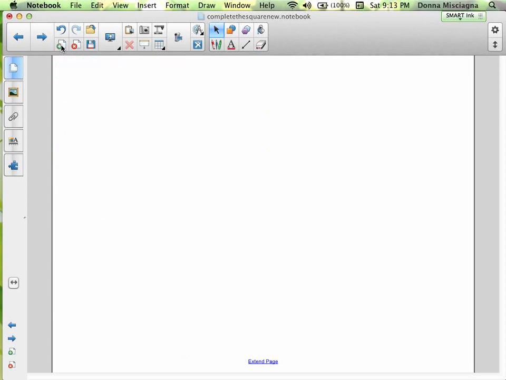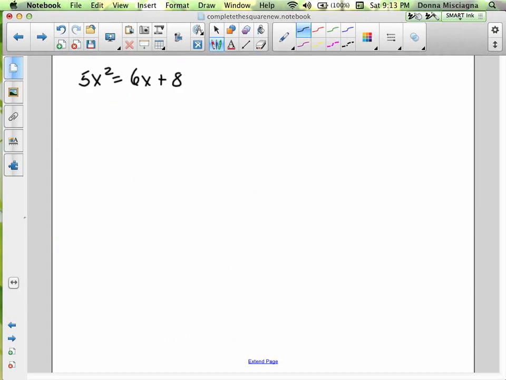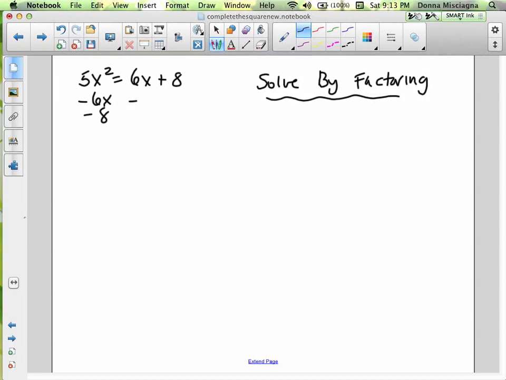I'll put a page in. Here we go. All right, so 5x squared equals 6x plus 8. All right, so now we're going to solve by factoring. Probably should have, sorry about that. I probably should have broken this up into 2 podcasts, but that's all right. This won't take us too long. We're going to subtract 6x and 8 from both sides so that we have everything on one side. 5x squared minus 6x minus 8 equals 0.